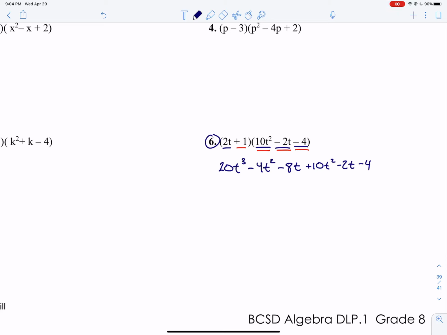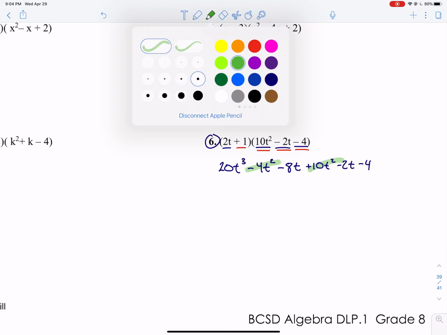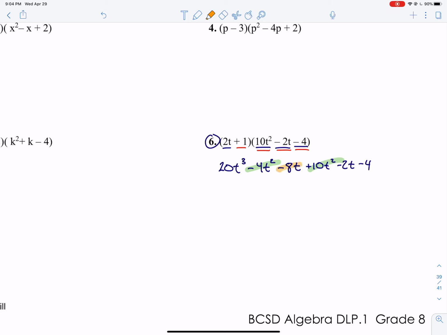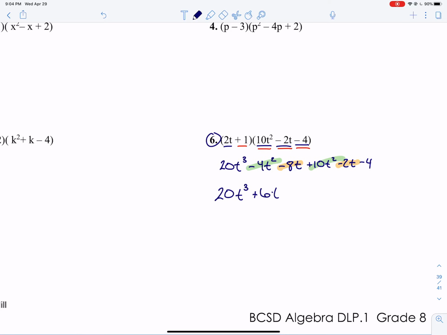All right, so now it's just a lot of combining like terms. So t cubed, there's only 1, but here's a t squared term, another t squared term, a t term, 2 of those, and then there's just 1 constant. So 20t cubed, and then negative 4t squared and 10t squared, that would be positive 6t squared. And then negative 8t and negative 2t is negative 10t, and then that negative 4. And that's it.